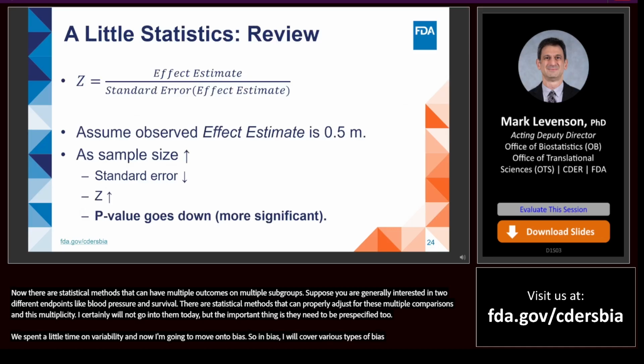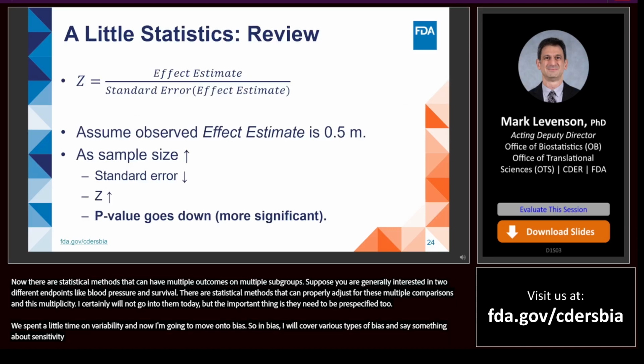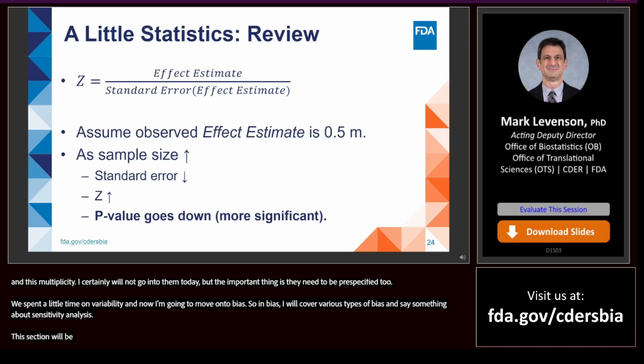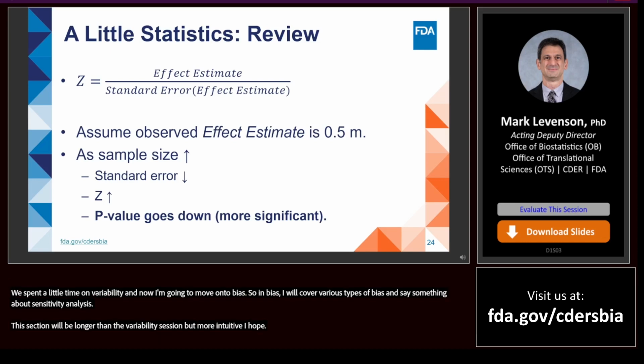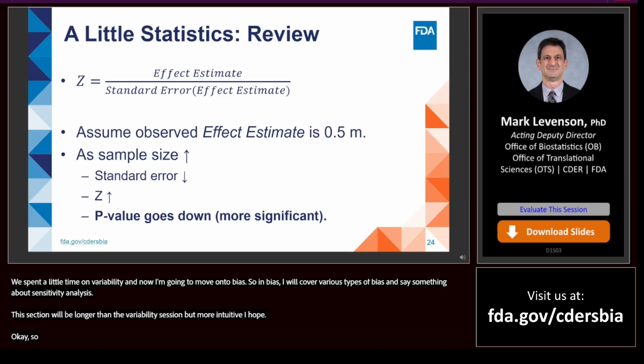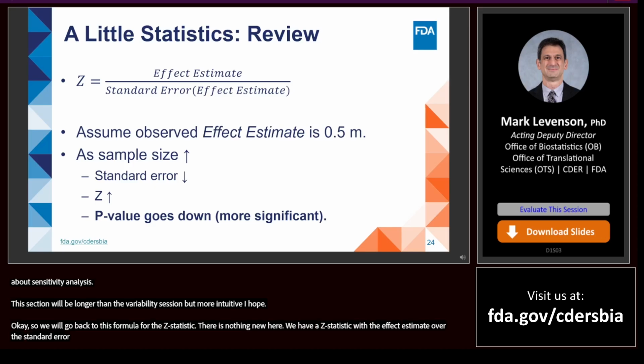Okay, we'll go back to this formula for a Z-statistic. There's nothing new here. We have a Z-statistic, that's the effect estimate over the standard error of the effect estimate. And for a given effect size, say 0.5 meters, if the sample size goes up, the standard error goes down, the Z-statistic goes up, and the p-value goes down, meaning it's more significant.